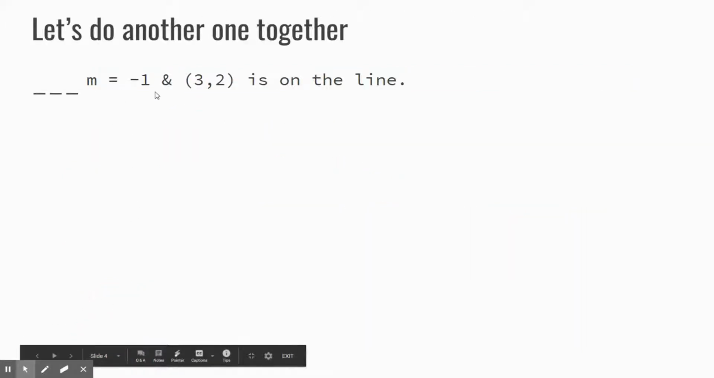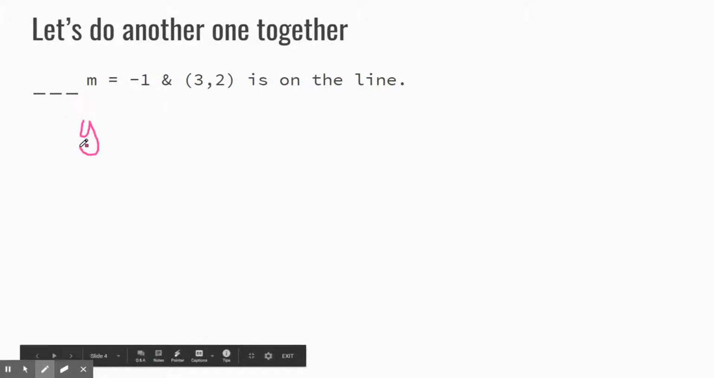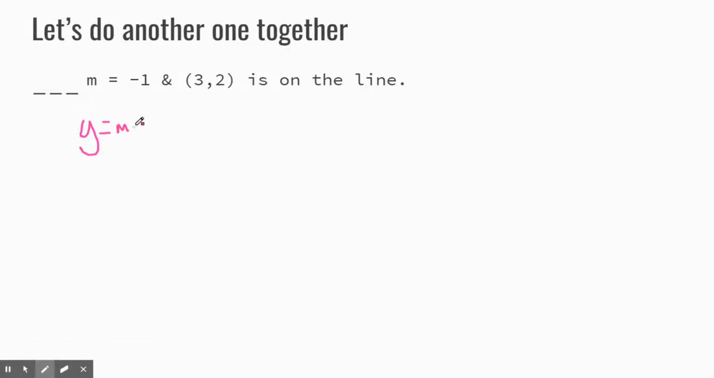All right, so if our slope is negative 1, and our point is 3, 2. The first thing I'm going to do is write slope-intercept form, which is y equals mx plus b. Now I know my slope is negative 1, so I'm going to plug that in, and I'm going to have y equals negative 1x plus b. Now I have to plug in the point 3, 2. Remember that 3 is x and 2 is y. So it's going to be 2 equals negative 1 times 3 plus b.